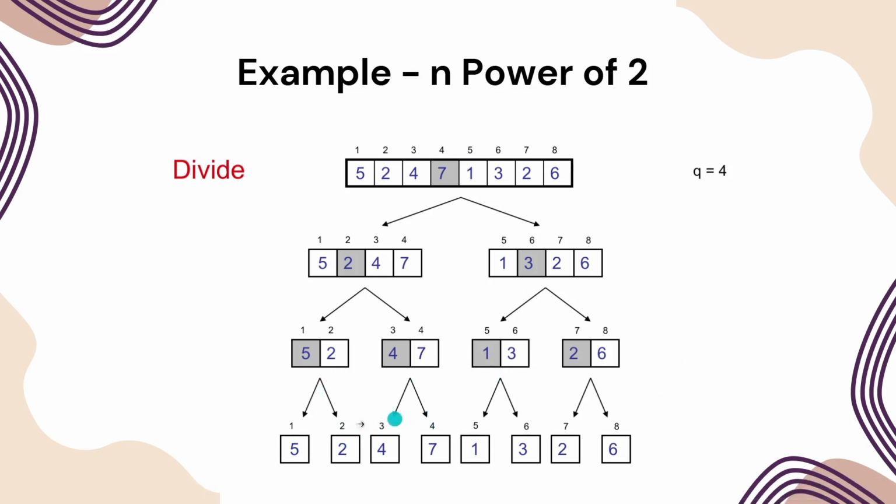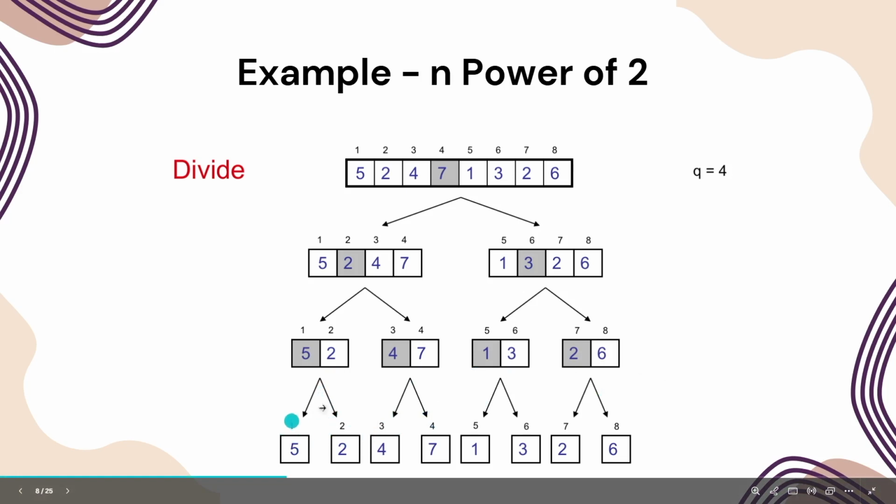And finally, we will be doing comparison here. We check whether 2 is greater than 5 or less than 5. In our case, it is less, and so 2 should come before 5, right? And when we compare 4 and 7, 4 is less, and so 4 occupies first. Likewise, we will be solving these subproblems separately and finally merging the results.